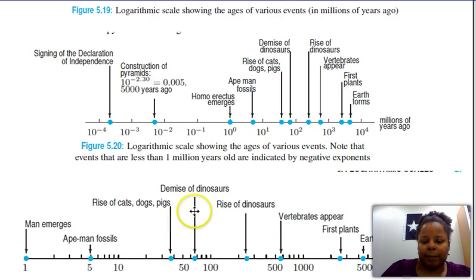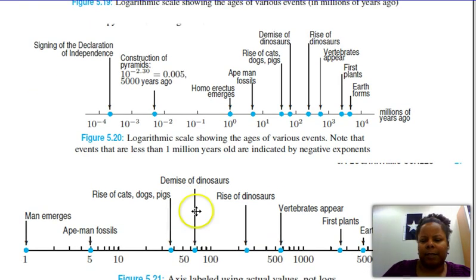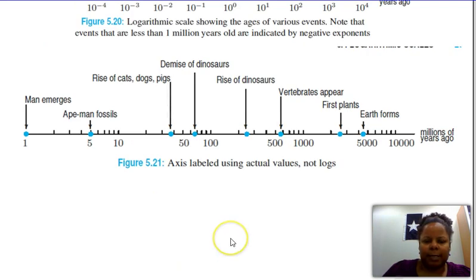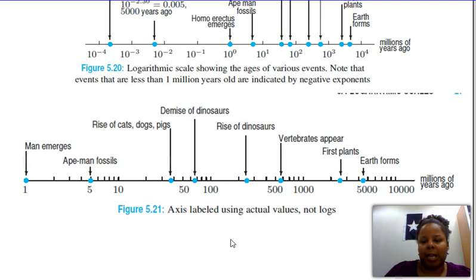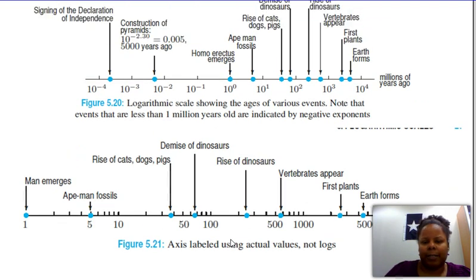All right, let's take a look at another example of another scale, in this case comparing it with the axes labeled with actual values, not logs. And as you can see here, they're very spaced apart and smushed and things of that sort. Okay, so why is this of any importance and value?